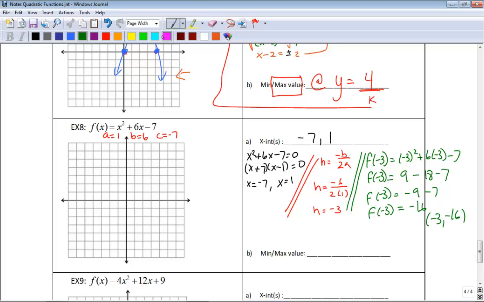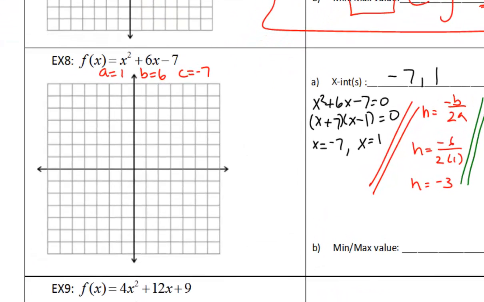So let's graph that. Negative 3, negative 16. I'm not going to make it, so I'm just going to make a random dot here. And we're just going to call this negative 16. It didn't fit on the graph, not a big deal. Just call that negative 16 and we can just work with it.